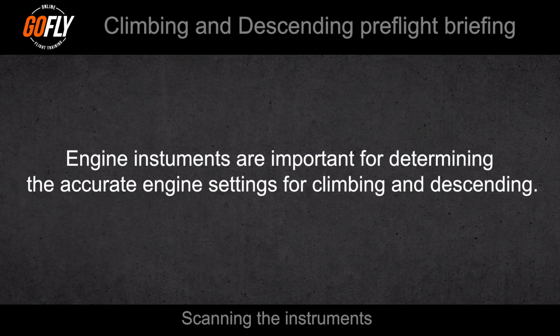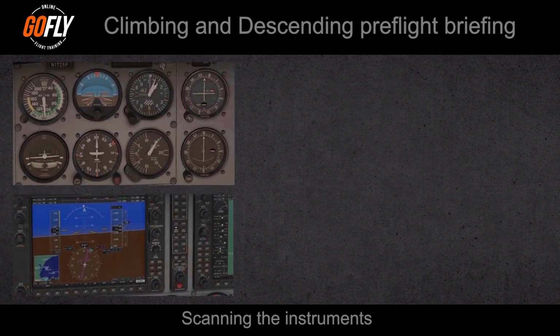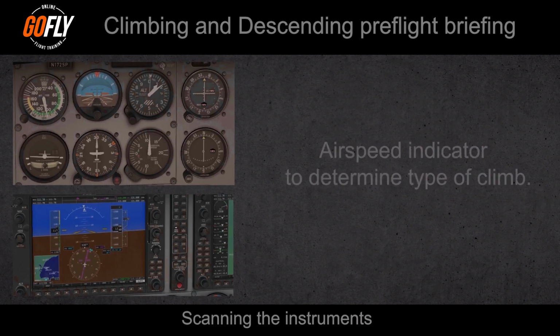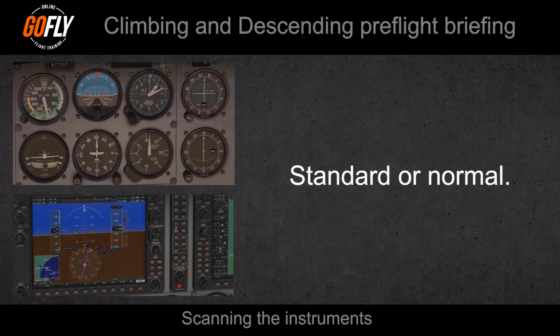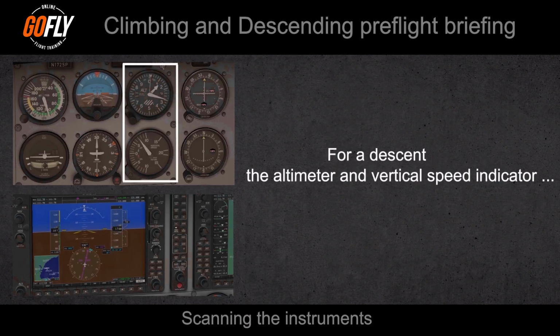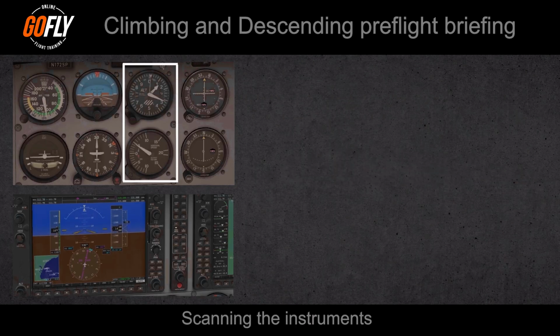Engine instruments are vital to determine the accurate power and RPM settings for our climb and descent. The engine oil pressure and temperature are important to determine if our engine is operating in the normal range. In a climb, we use the airspeed indicator to determine what type of climb that is, whether it will be a standard, normal, best angle, best rate, or other nominated climb. For the descent, the altimeter and vertical speed indicator can be used to determine when to level off and how much rate of descent we would like to select.